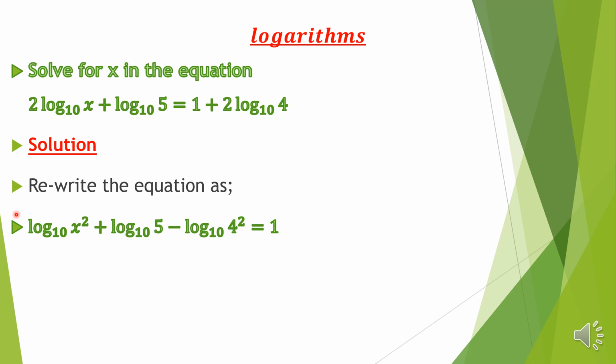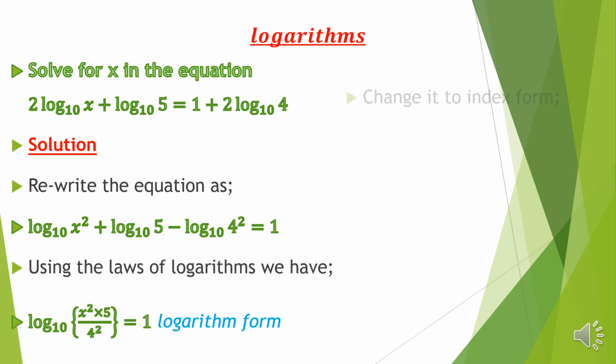Then I'll apply the laws of logarithm so that I can combine these three logs together. Remember, when logs are added, it's the same as multiplication, and when logs are subtracted, it's the same as division. So we'll combine them to have the following. We are going to have log x squared times 5, because they are added here, will multiply over 4 squared. This is actually minus, so we will divide it.